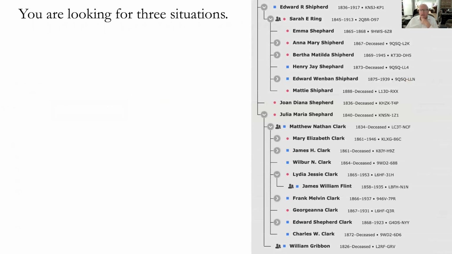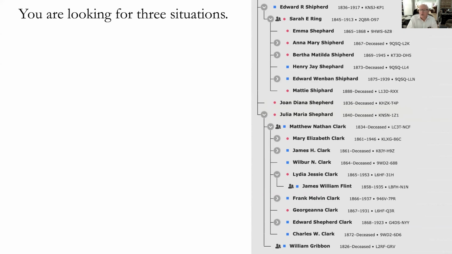For example, here I'm taking Edward Shepherd, who was, we don't worry about spelling, by the way. They spelled it in a lot of different ways. And we'll see that he lived from 1836 to 1917. He married somebody named Sarah Ring. And then he also married, this is the other one. He apparently also married, no, that was not a second wife. Then he had a sister, Julia Shepherd, and then so forth. Okay, so we're looking at this list.